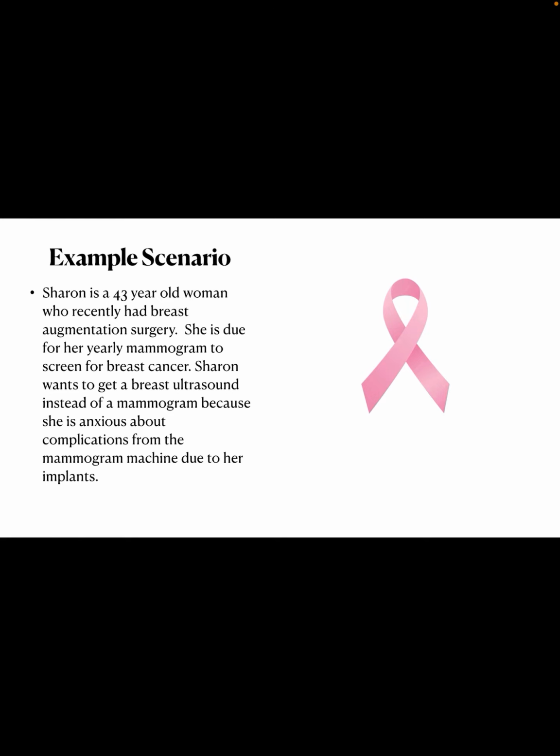So an example where we could use the PICO model is about Sharon. Sharon is a 43-year-old woman who recently had breast augmentation surgery. She is due for her yearly mammogram for breast cancer screening, and Sharon wants to get a breast ultrasound instead of a mammogram because she is anxious about the complications from the mammogram machine due to her implants.